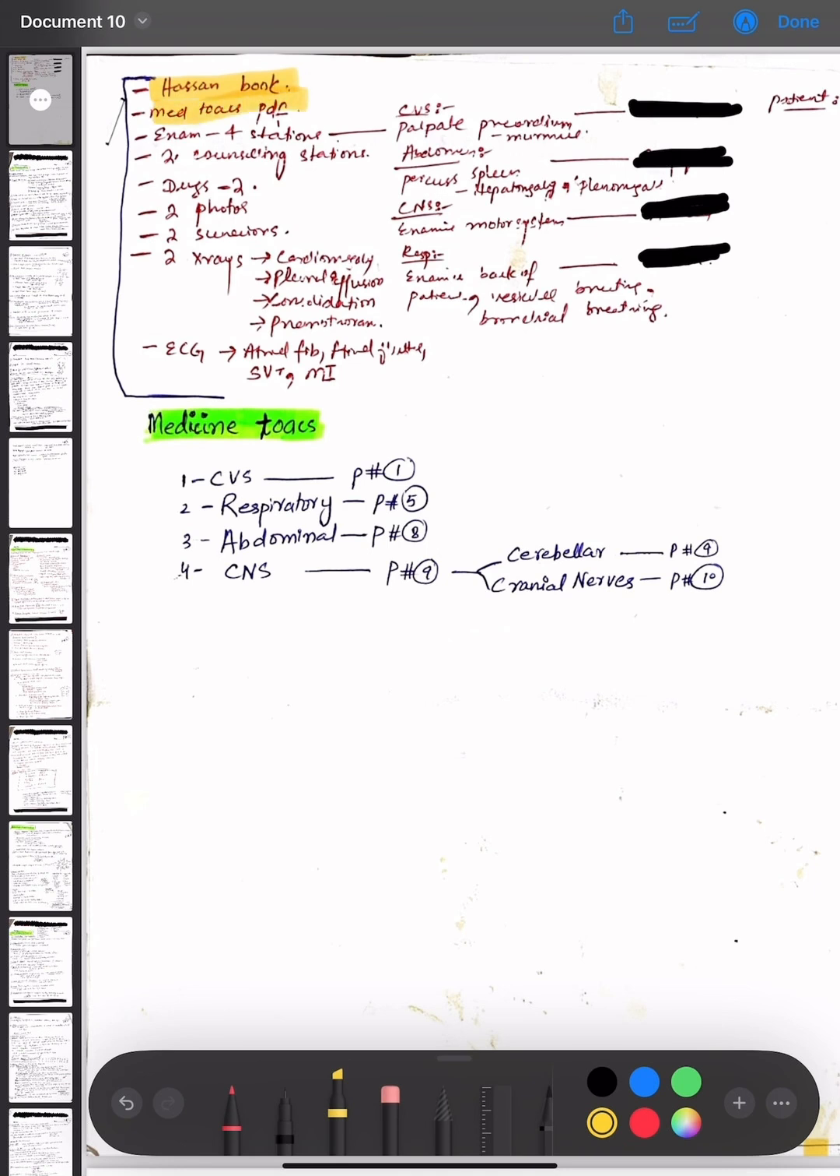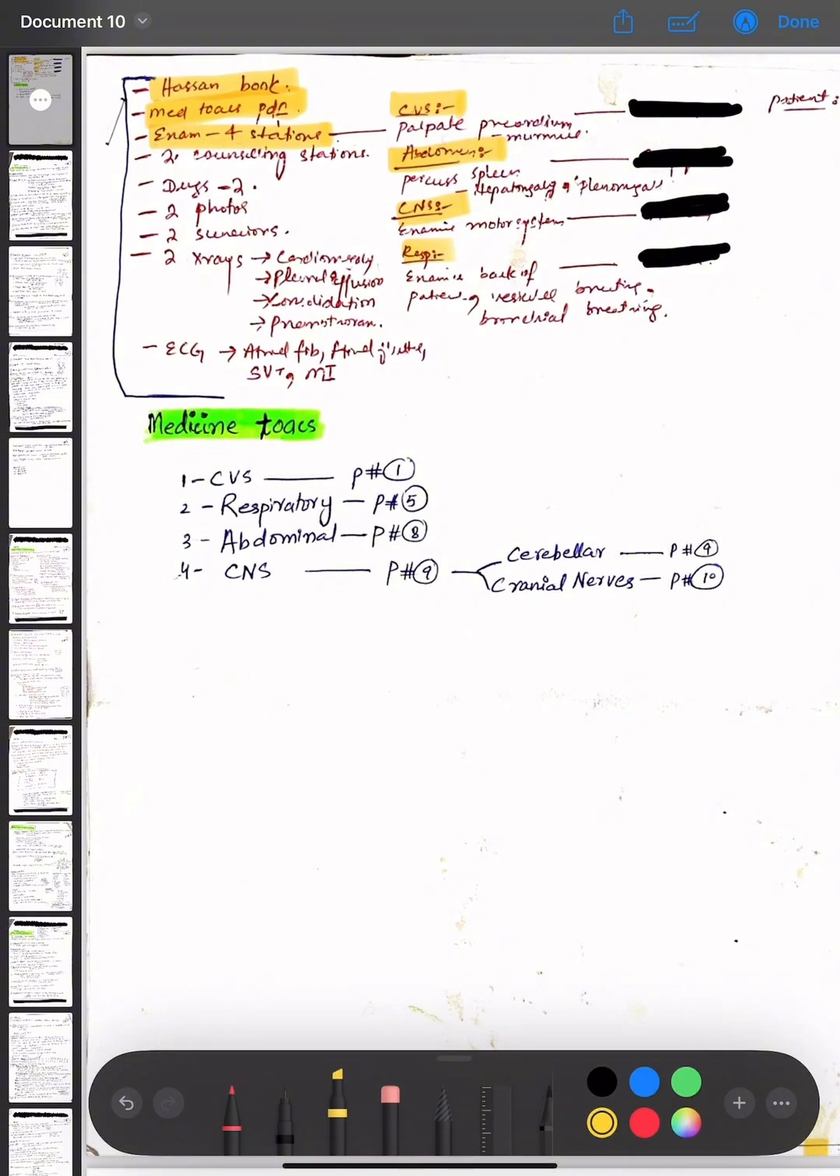I have made a PDF from this book. We will discuss that. Then we will discuss the important examination stations. For examinations we have 4 stations in the medicine talks: one is CVS examination, one is abdomen examination, one is CNS examination, and one is respiratory examination. The most common command given in the CVS examination, that is the short case, is to palpate the precordium and the murmurs.